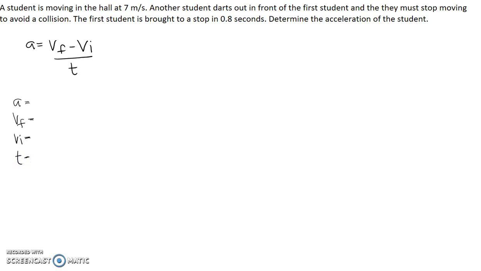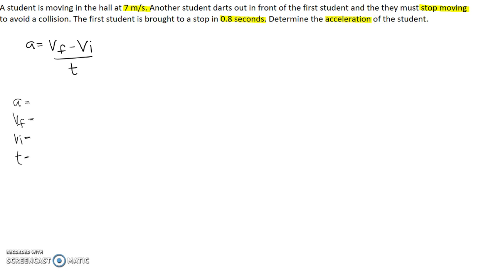If I pull up from my problem the important information, I see I have 7 meters per second. I see that they stop moving, so they have to come to a complete stop, and that takes them 0.8 seconds. Overall, I'm looking to determine the acceleration.